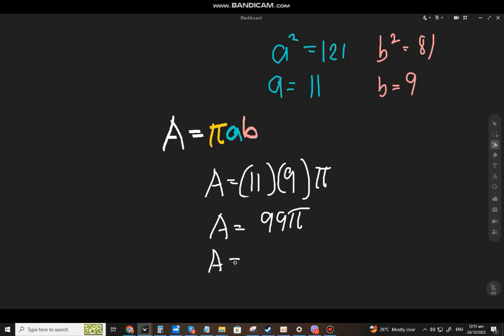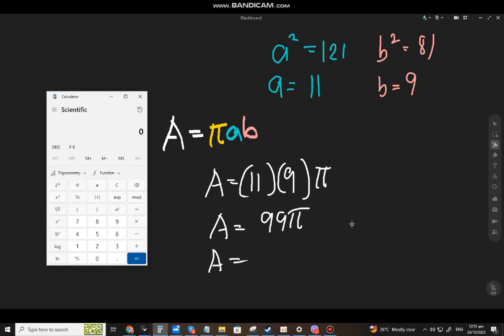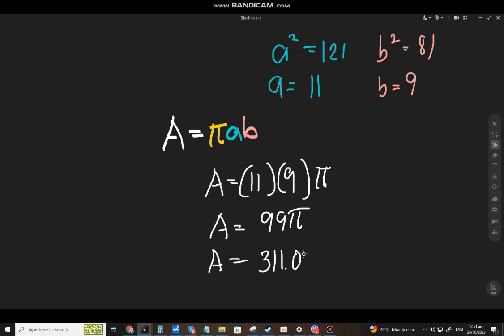This is already the final answer, but if you want to get the exact answer, you can use your calculator and multiply it like this: 311.02. Just get two decimal places.